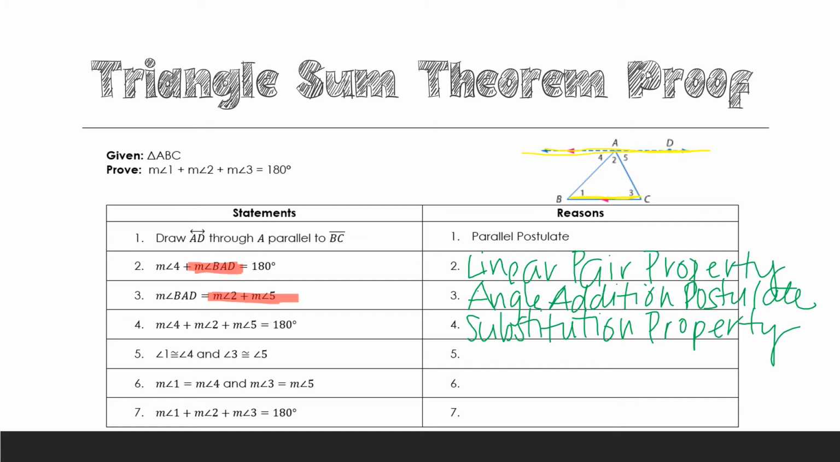Okay, so now here is why we chose to draw AD so that it's parallel to BC. So what we've created is 4 and 1 and 3 and 5, which are alternate interior angles. And if you recall, alternate interior angles are going to be congruent as long as those lines are parallel. So that's the next statement that we're going to make, and that is because of the alternate interior angle theorem.